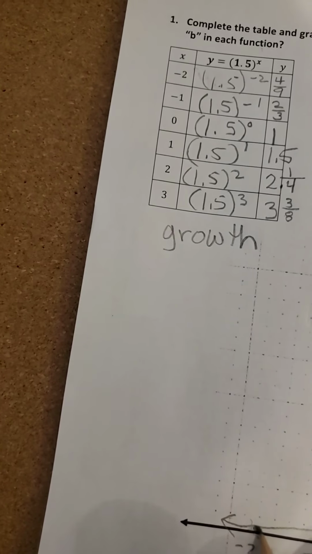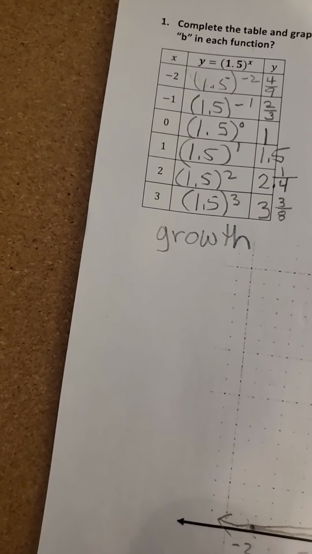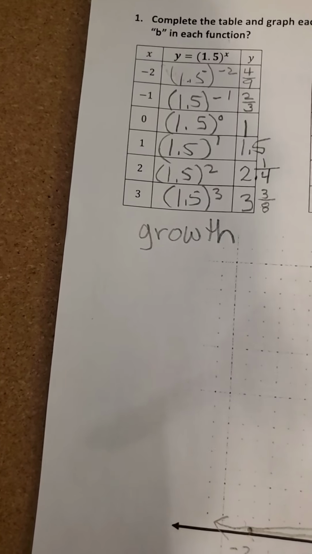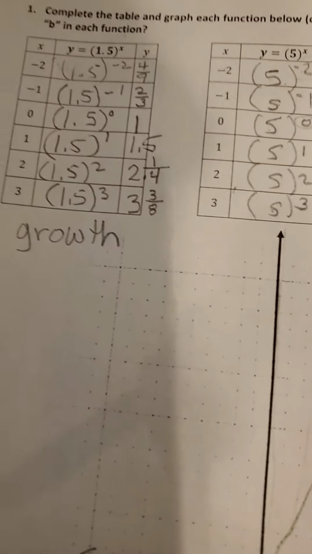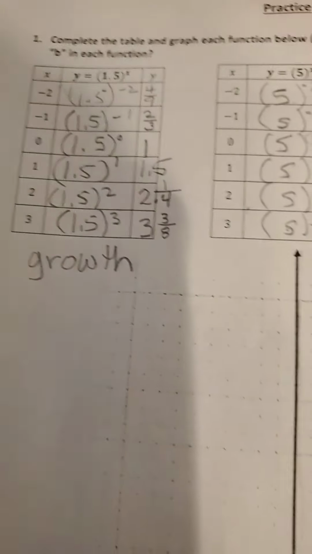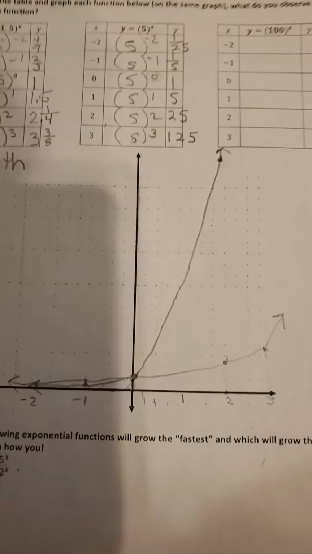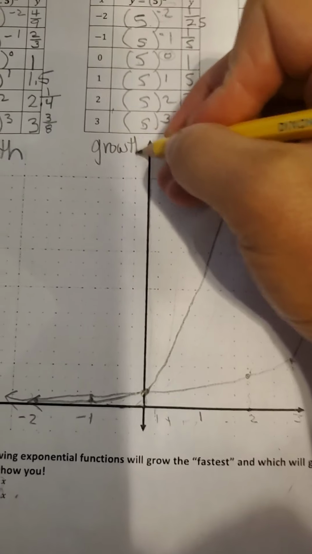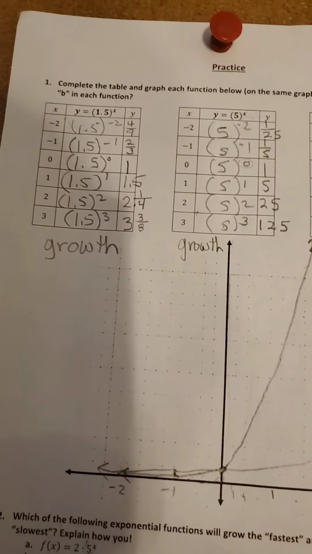So for this one, and I probably should have done it in different colors, but you could see it's basically going to go straight up from there, okay? Put your arrows, okay? So on this one, you've got a steeper incline. So this is growth again, okay? It's bigger growth, okay? But they're both growth. All right, so let's do the next one.